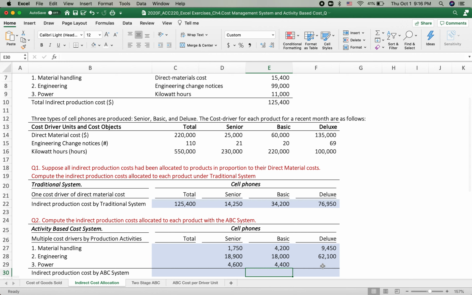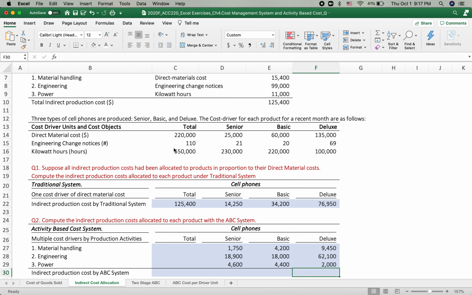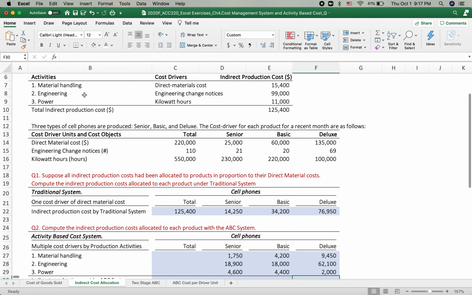And then finally, also 11,000 times 100,000 divided by total hours. So finally, we allocated all this indirect production cost under the different activities using the different cost driver matched with these activities.